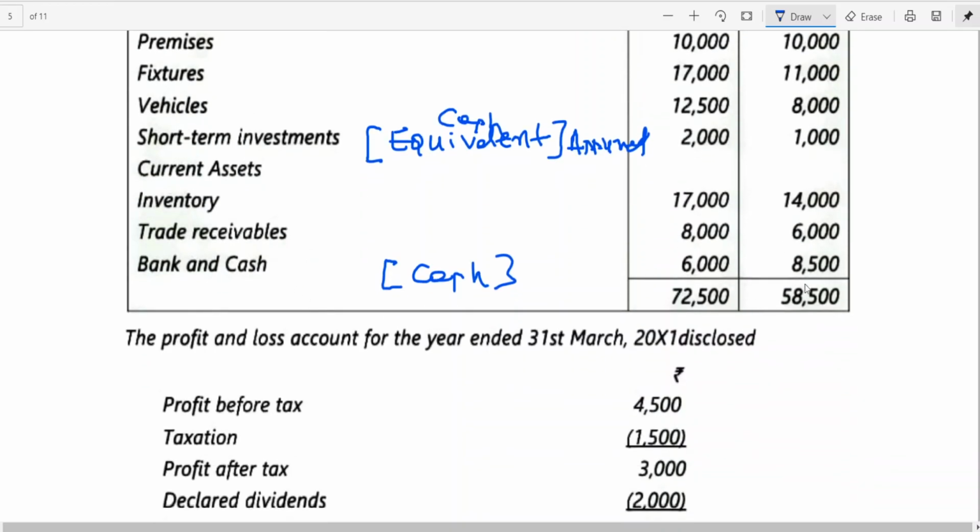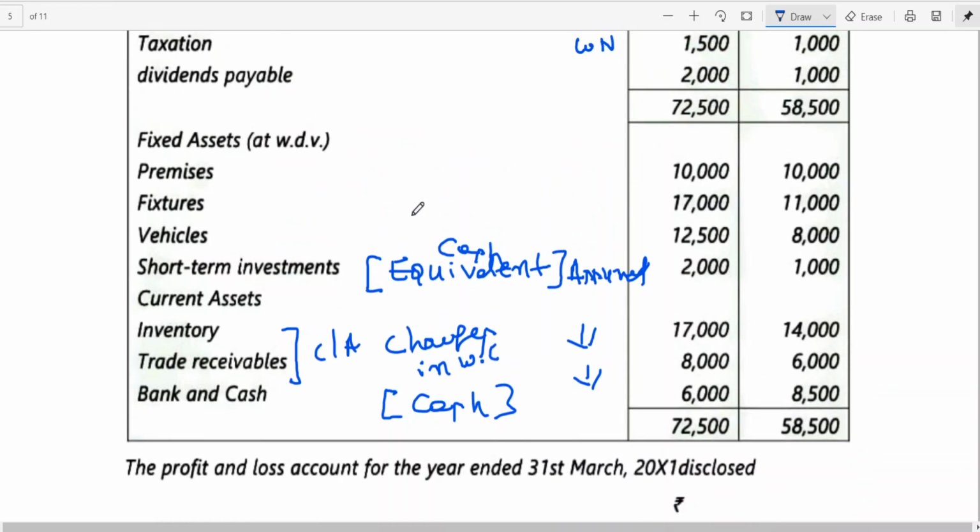Current assets, inventory: inventory has increased. So there is an outflow, because when inventory is increasing, there is a cash outflow because you need to buy it. No? Trade receivable, 6,000 has become 8,000. I think this is very clear to you. When debtors are increasing, it means they are postponing the payment. Okay, these two current assets are to be taken as changes in working capital.